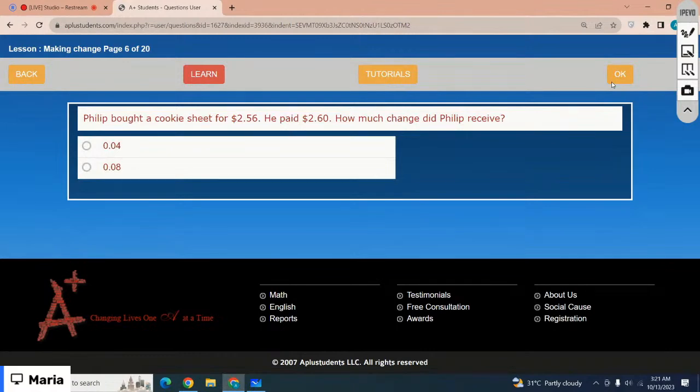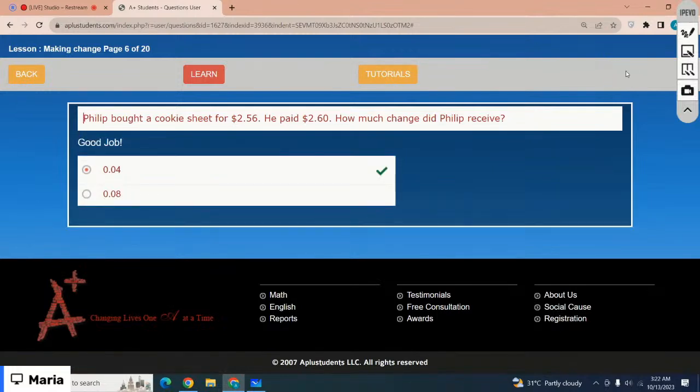Philip bought a cookie sheet for $2.56. He paid $2.60. How much change did Philip receive? Which is the correct option? You need to do 2.60 minus 2.56. So the correct option is, very good, that is option number 1. 0.04 is the correct option.